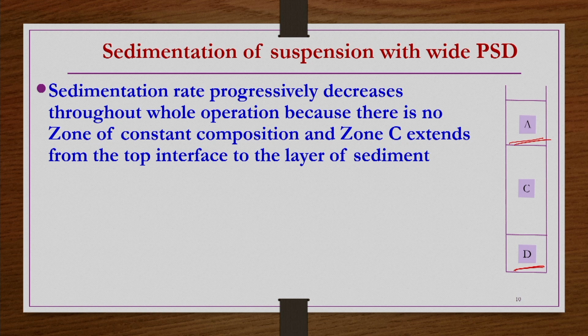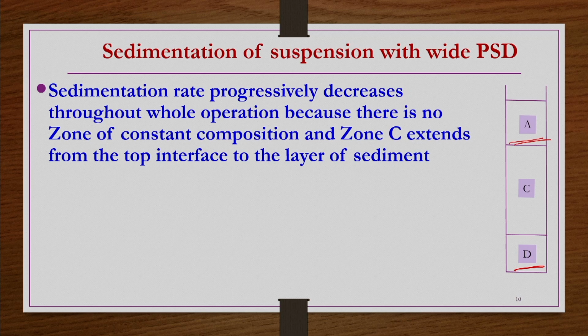Sedimentation rate progressively decreases throughout the whole operation because there is no zone of constant composition, and zone C extends from the top interface to the layer of the sediment. There will not be any constant composition zone because the particle size itself is varying. The particle size distribution of the feed material itself is very wide, maybe varying from a few microns to a few mm. So, you may not expect a uniform concentration at any level within the sedimentation tank.